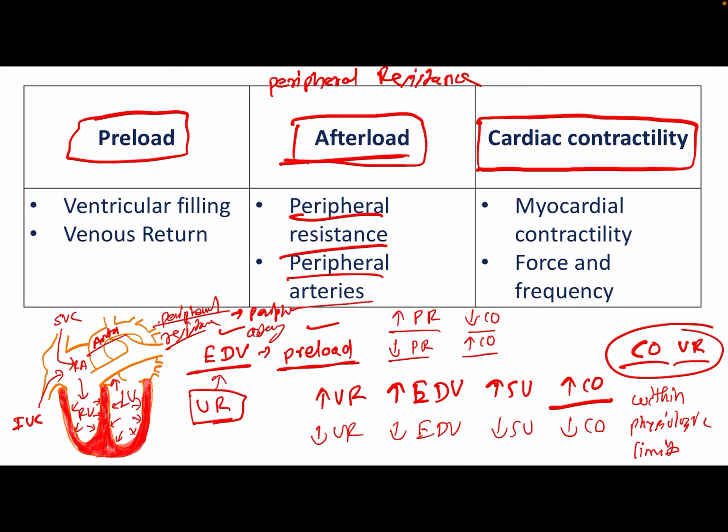Then the cardiac contractility. This cardiac contractility, that is the myocardial contractility, mainly depends on the force and frequency of myocardial contraction. If there is an increase in the myocardial contractility, there will be an increase in the stroke volume and an increase in the cardiac output. So there is a direct relationship. Okay, so this is about the control mechanism or the regulation of the cardiac output.